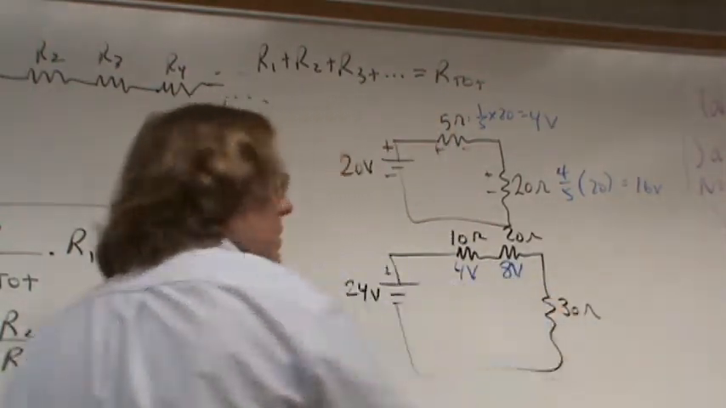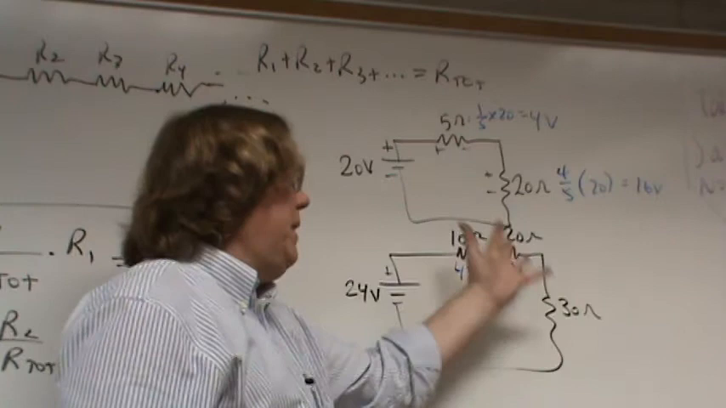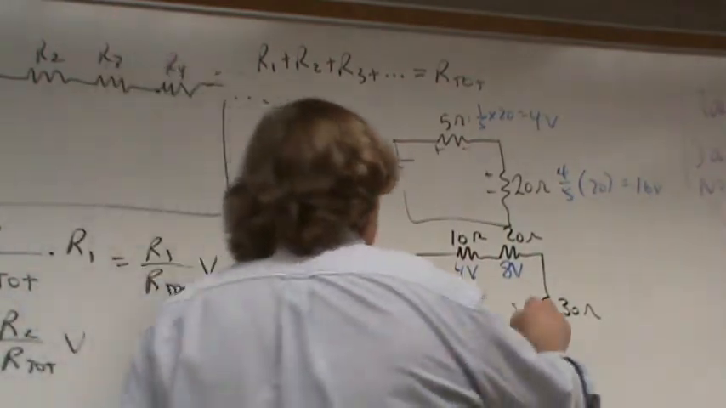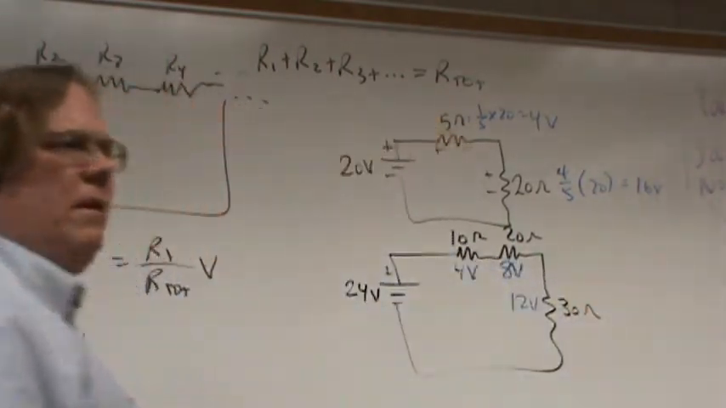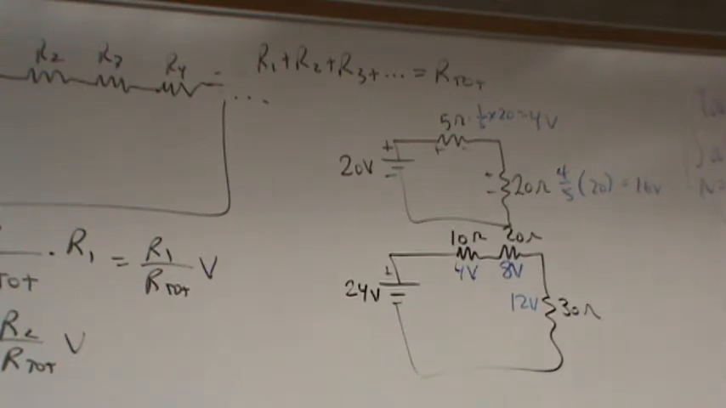How about this guy? Yeah, that was easy. That's 30 out of 60, right? So it's half. So it's going to be 12 volts. You see what I mean? That's all you got to do with voltage dividers.